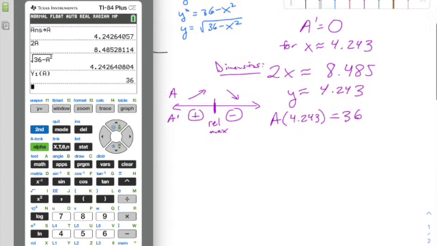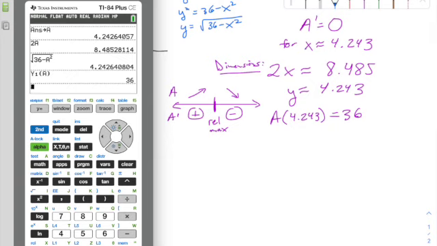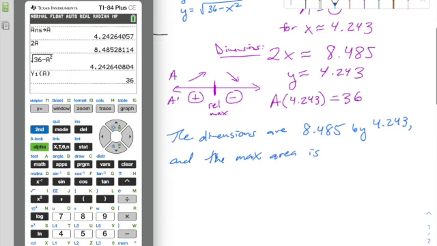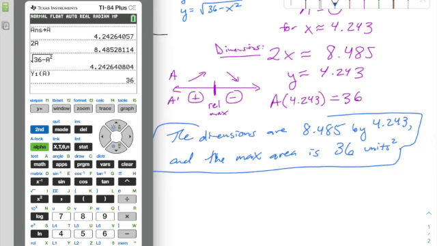So here we go. Let's just answer it here. The dimensions are 8.485 by 4.243, and the max area is 36 square units. I don't think there are any units in here, but never a bad idea to think about that.